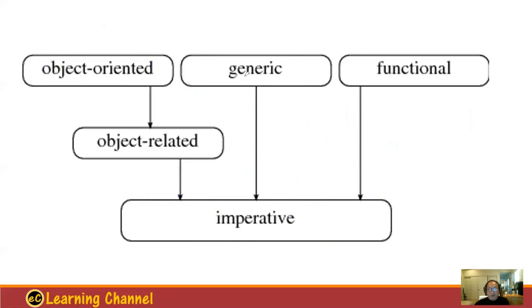And why is functional above generic? So generic can give you a generic container, right? And it also gives you a generic sorting function.